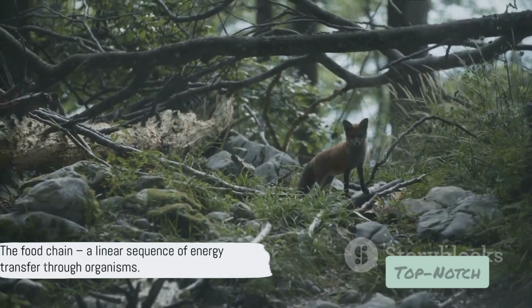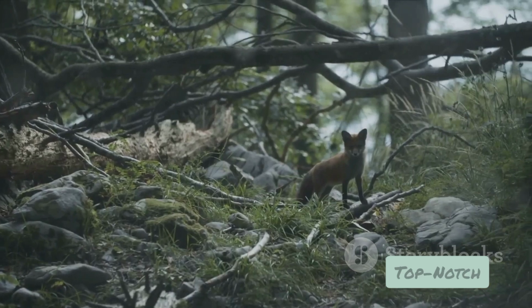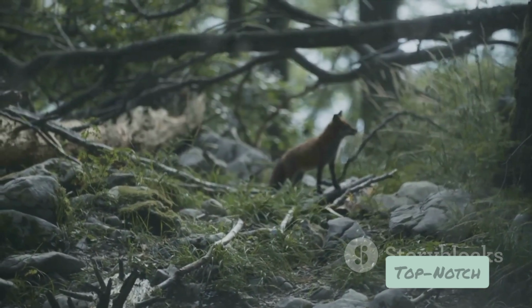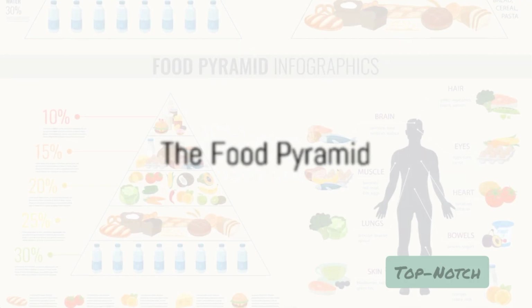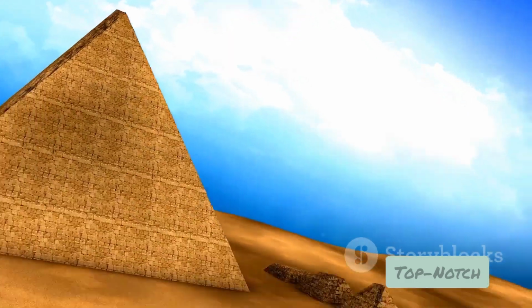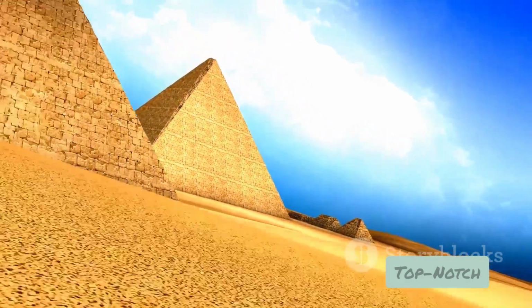This, in essence, is the food chain, a linear sequence of organisms where each organism feeds on the one before it, transferring energy along the way. But nature is seldom as simple as a straight line. This is where the idea of the food pyramid comes into play. Instead of a single line, imagine a broad-based pyramid.